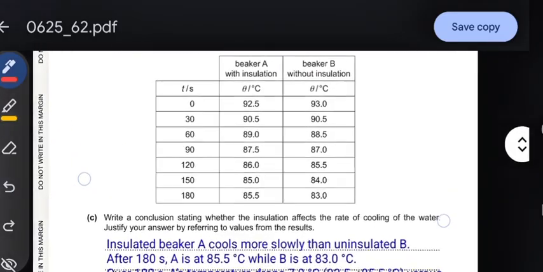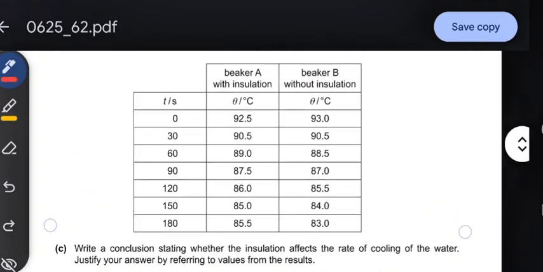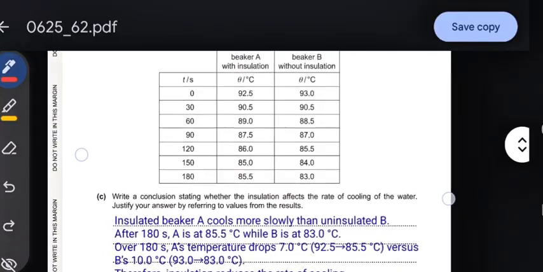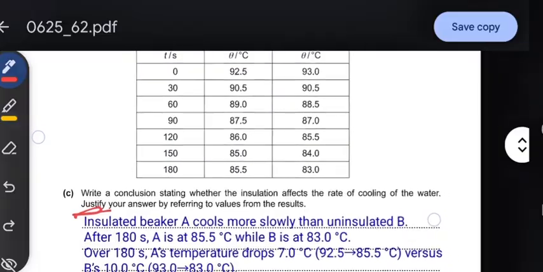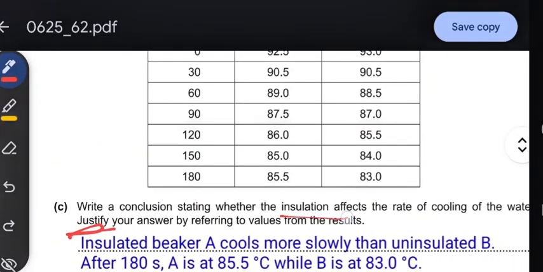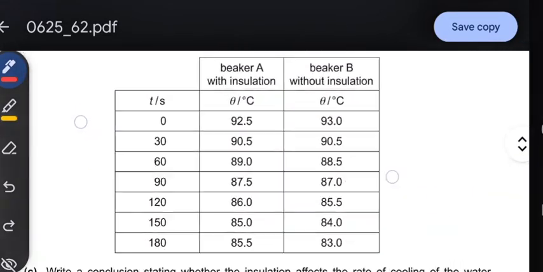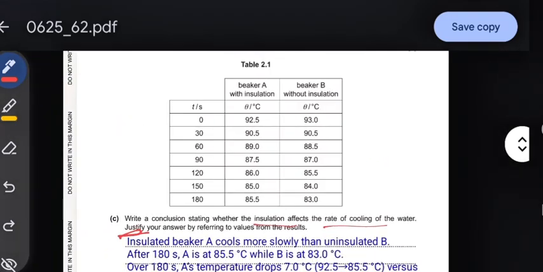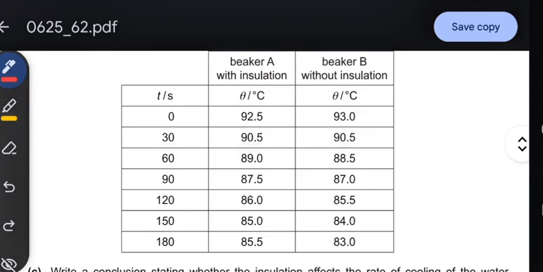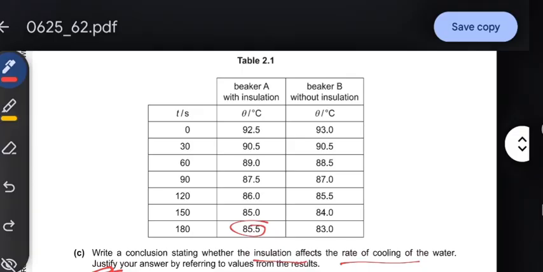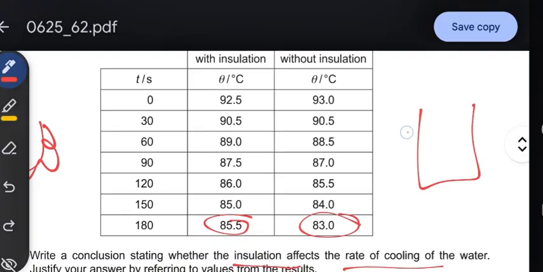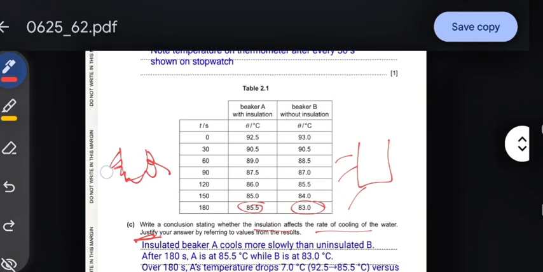Next question. Write a conclusion stating whether the insulation affects the rate of cooling of the water. Justify your answer by referring to values from the results. We have to state whether the insulation affects the rate of cooling or not, and make sure you're justifying your answer. Very important, because most of the students miss that. For beaker A, with insulation, the final temperature reached is greater, because less heat is lost to the environment due to the insulation around beaker A. For beaker B, the temperature reached is lower because it loses more heat to the environment.